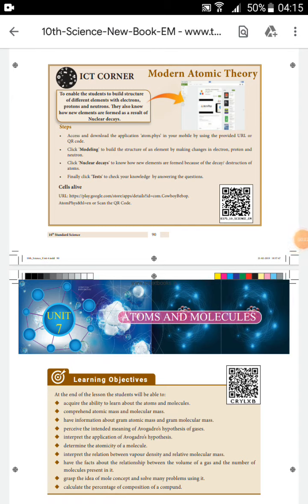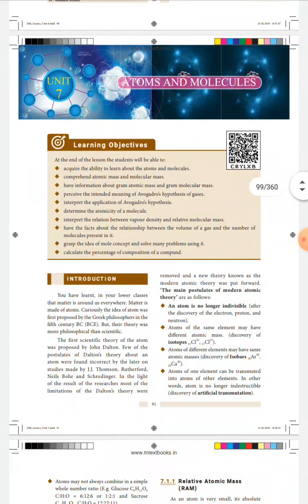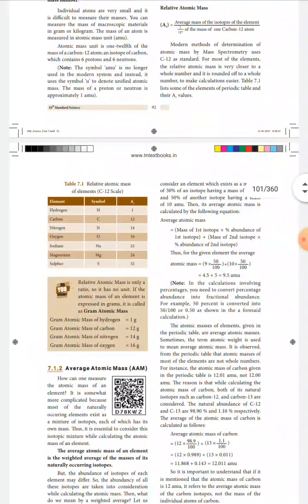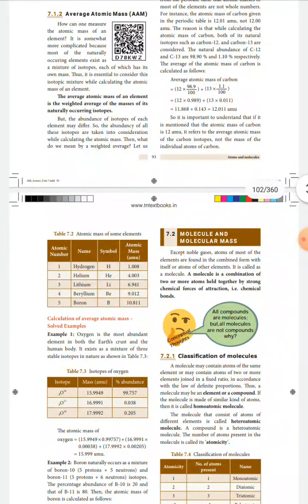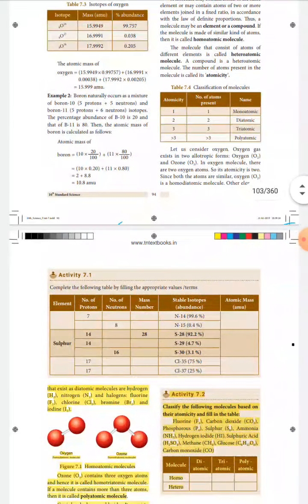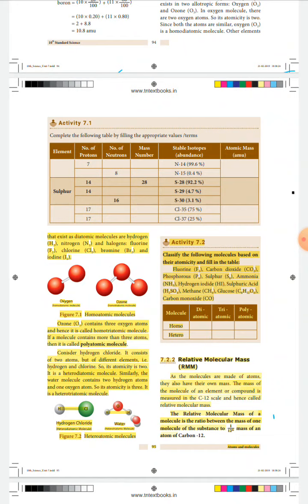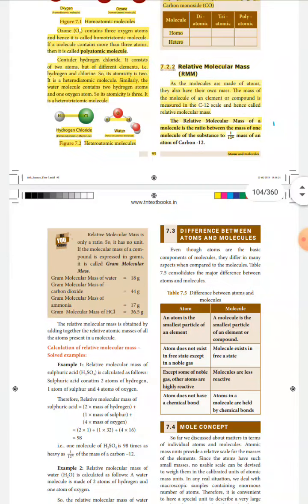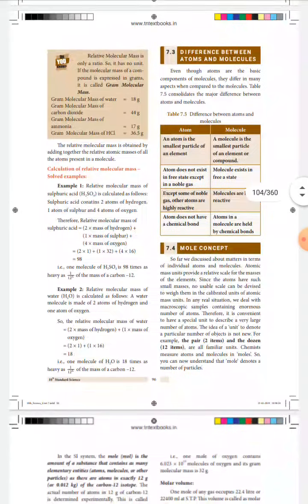Dear students of 10th standard, so far we have discussed atoms and molecules, and in this chapter you have studied the postulates of modern atomic theory and the atom, atomic mass, relative atomic mass and average atomic mass, and molecule and molecular mass. Also, you learned how to find the average atomic mass and the relative molecular mass, how to classify the atomicity of the given molecules, the differences between atoms and molecules, and the mole concept.